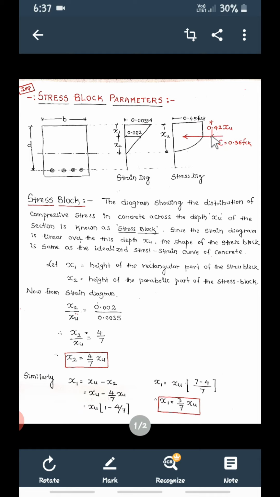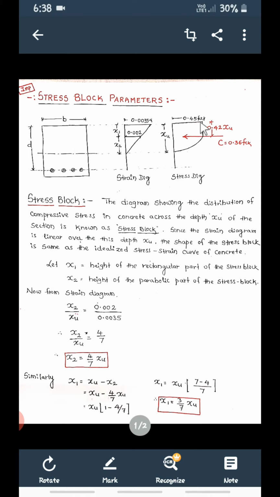What is this 0.42 xu distance? This is the distance where the total compressive force C in the concrete is acting, at a distance of 0.42 times xu. If the depth is xu, then the total compressive force C in the concrete will be acting at a distance of 0.42 times xu from the top fiber.